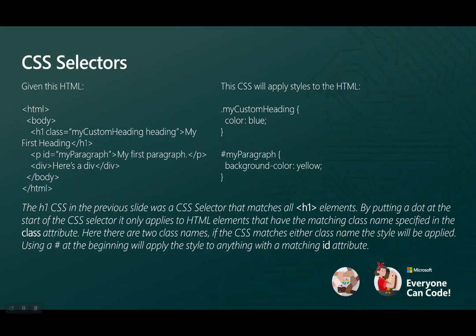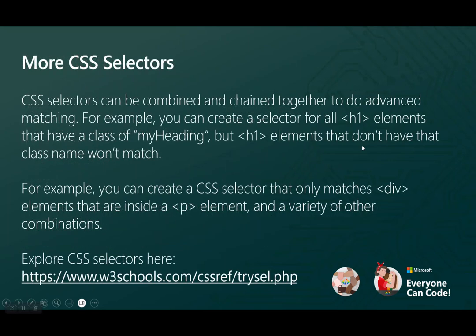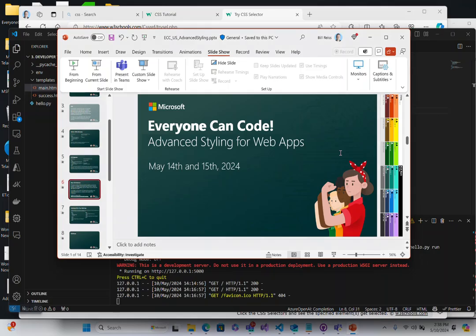So those are just a couple of the real basic ones that we can use to match elements in our HTML. There are a bunch of other selectors too that we can use, and we can combine them in very complex ways to do what we need to get done. For example, things like only match paragraphs that are inside a div and so on. Let's take a look at some of that.